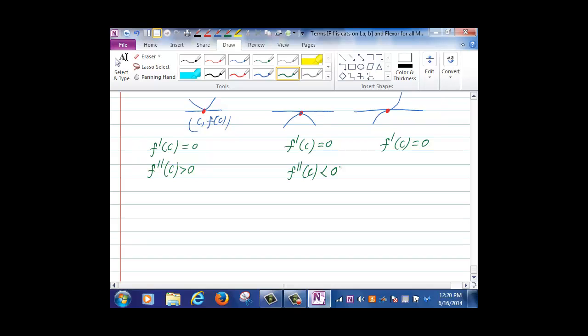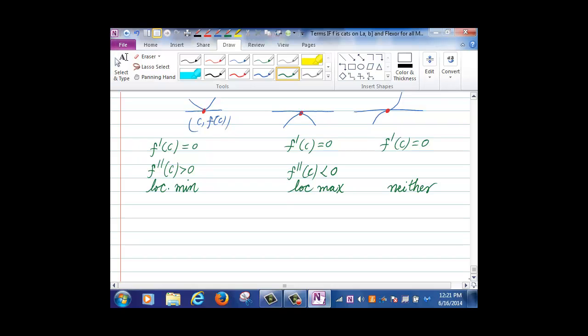So in this case, what do I have? I have a local min. Here I have a local max. In this case I have neither. Is everybody okay with that? So do I need to write that down, or do you understand what I'm saying?